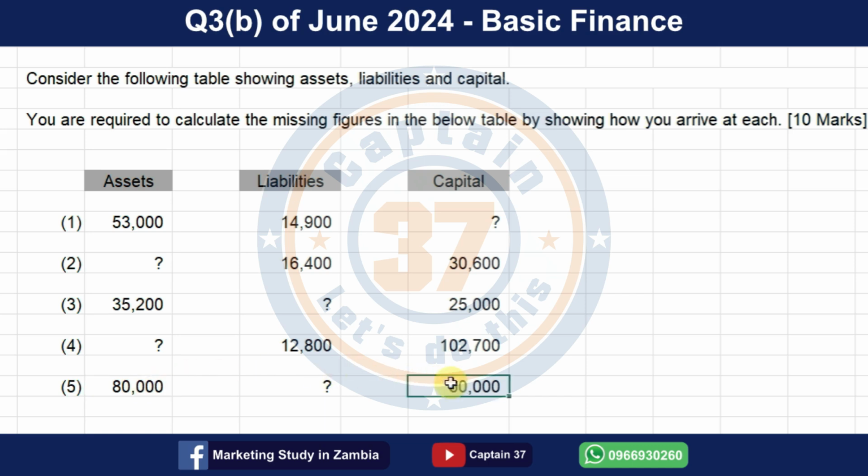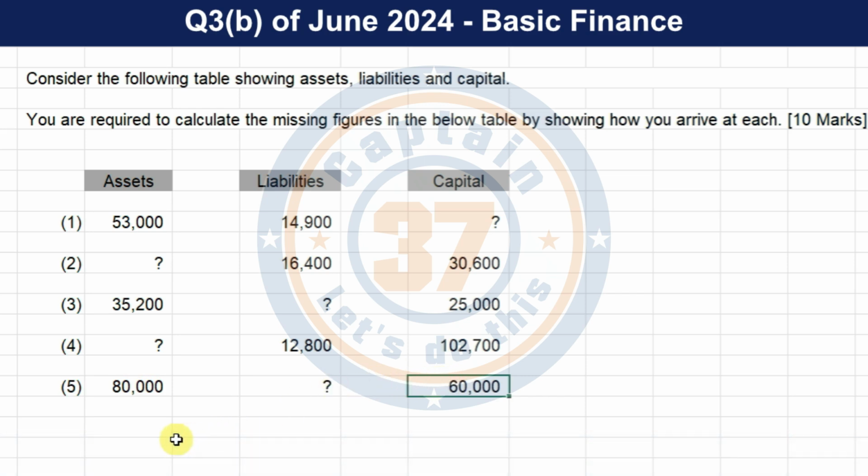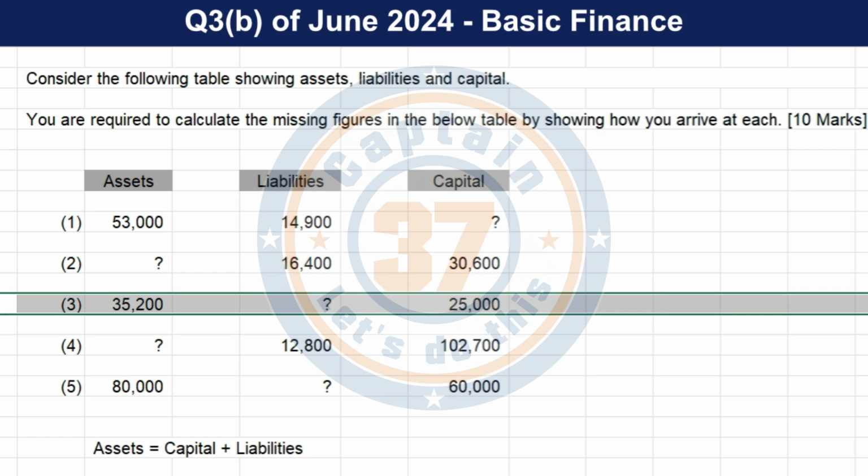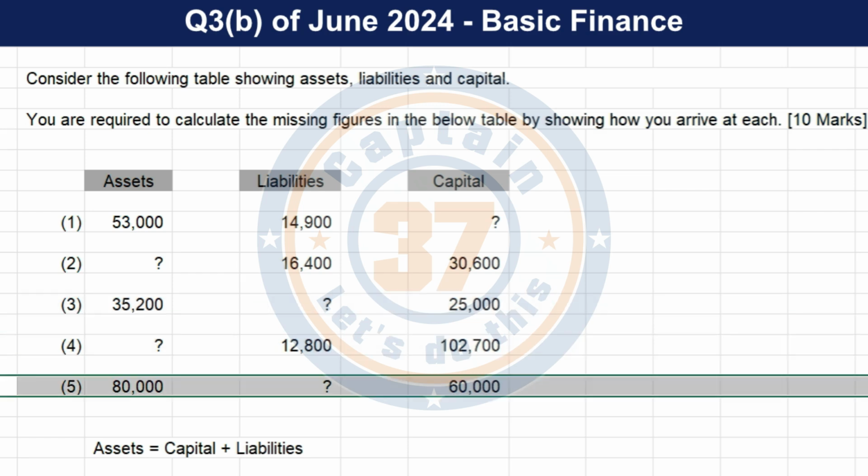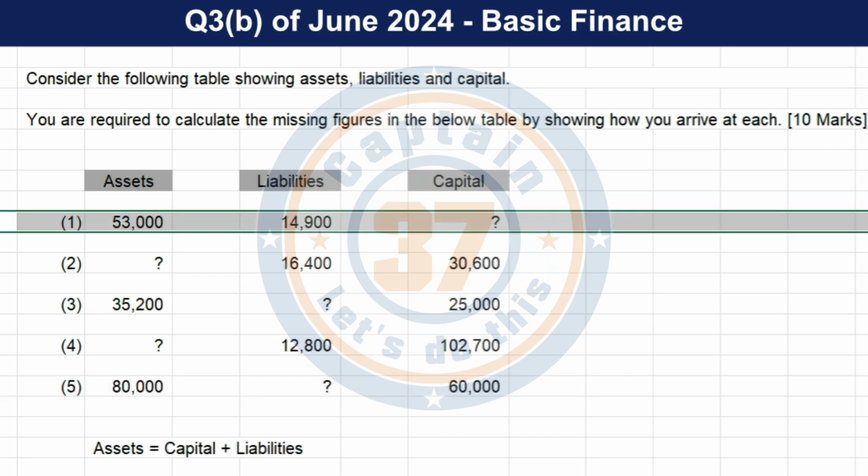What the examiner is basically testing you on in this particular case is your understanding of the accounting equation. And the accounting equation has this formula: assets is equal to capital plus liabilities. That is it. This is what you need to apply on number 1, 2, 3, 4, and 5. So let's pick number 1, for example. We've been given the assets and the liabilities, but we have not been given the capital.